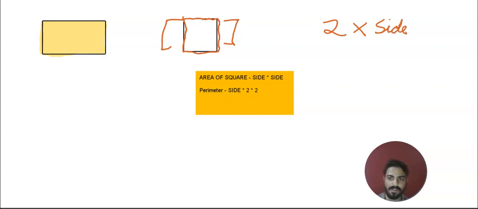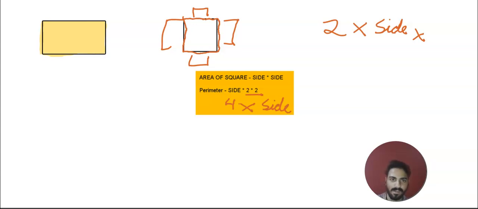And if you are having a doubt, side into 2 into 2, we can obviously write it as 4 into side. That's obvious and that's possible. And then the other two sides are this side and this side. Now why didn't I write directly four sides, and instead wrote side into two into two? Why have we done this? I will explain it to you by explaining the rectangle.